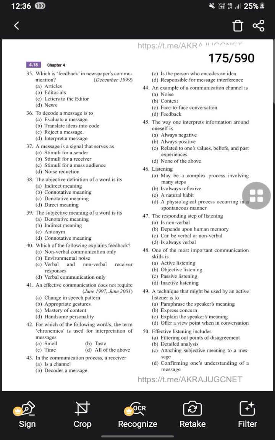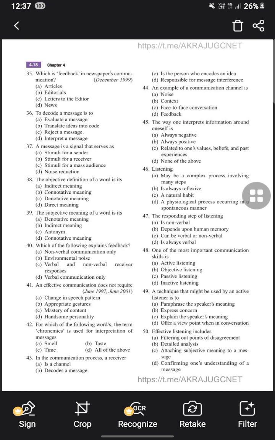Which is feedback in newspaper communication? 35 is C, that was letters to the editor. To decode a message is what? 36 is D, that is to interpret a message. A message is a signal that serves as what? 37 is B, stimuli for a receiver, that is the message.